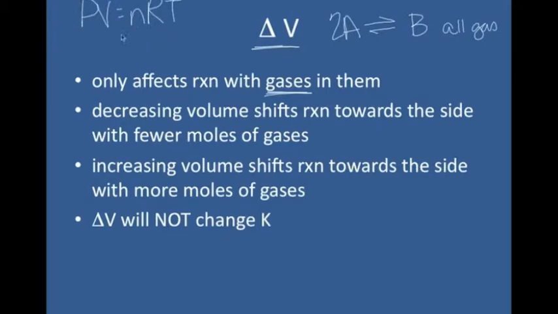So, when you're relating a gas, you have the ideal gas law, and if you change volume, but you have to keep pressure and temperature constant, well, the only other thing that you can change is the number of moles. So if you decrease the volume, then you need to decrease the number of moles in order to keep everything else constant. Flip side of that, if you increase the volume, then the reaction is going to shift towards the side with more moles of gas in order to keep the temperature and the pressure constant and keep everything balanced out. Now, just like changes in concentration, delta V will not change the value of K.